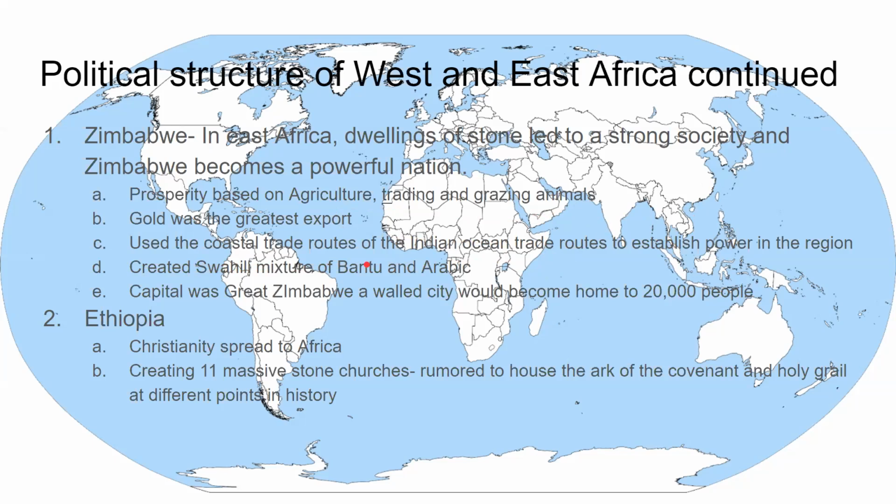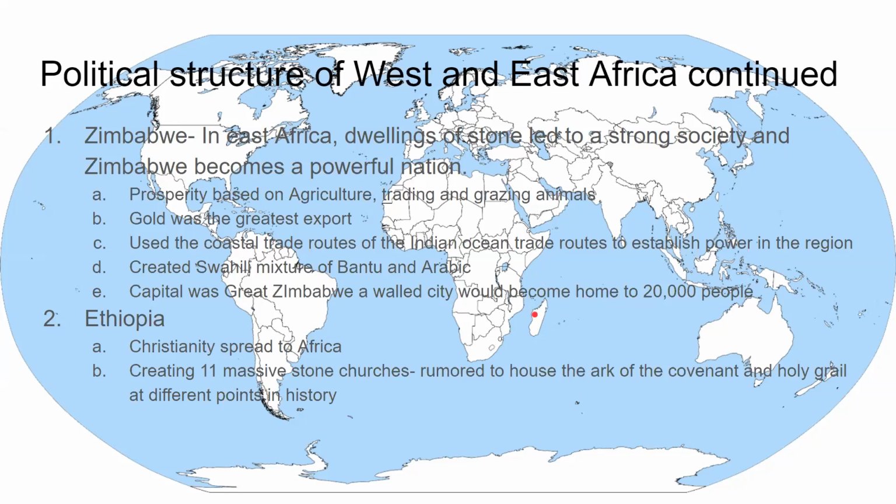They also create their own language called Swahili. That's a mixture of Bantu and Arabic, right? And their capital is called the Great Zimbabwe, which at one time is going to have at least 20,000 people until the capital gets too large and is basically using the resources around the area too much and is going to be abandoned. But it is a symbol of how strong Zimbabwe was, right?